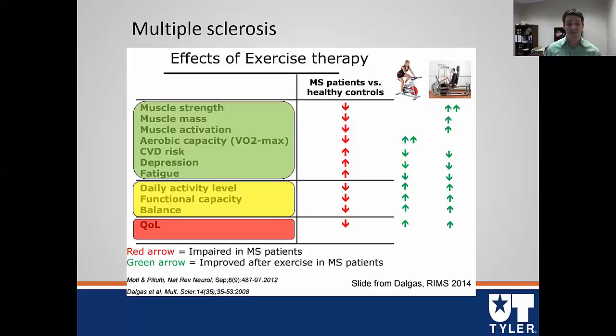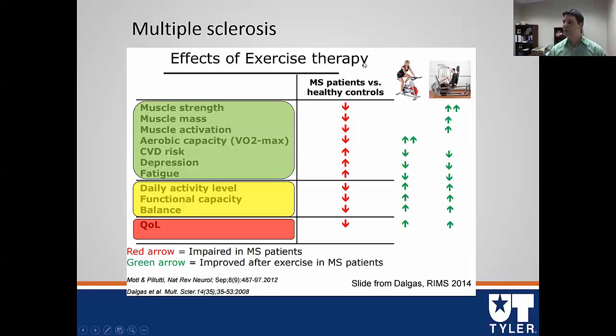Some of this is directly related to this, right? We get decrease in activity level. They aren't very functional, and so getting up and doing things is even harder, which they don't want to do. They also have very bad balance. And what that all ultimately relates to is a decrease in QOL, or quality of life.